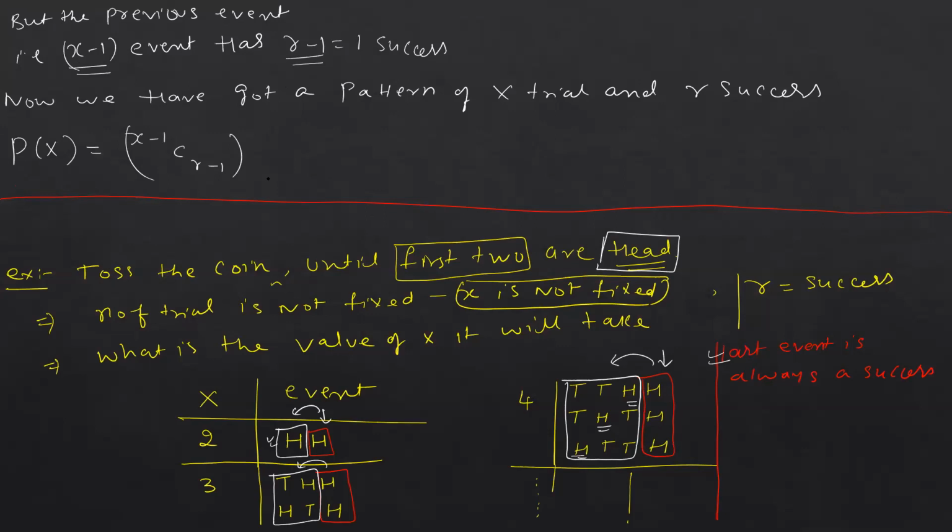ways. I repeat once again, the number of ways X minus 1 trials lead to R minus 1 successes is X minus 1 C R minus 1. Then we have the probability of success to the power R minus 1, because the previous ones are R minus 1 successes, into the probability of failure to the power X minus 1 minus (R minus 1), and the last event is always a success, so that is into P.